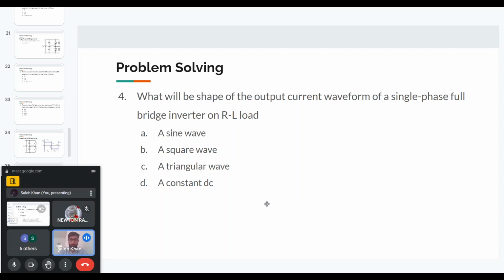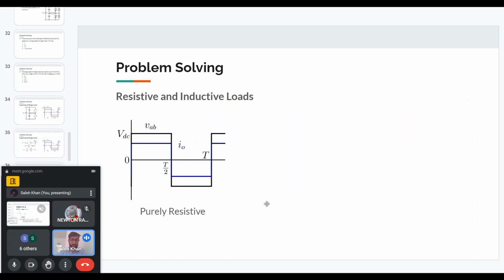So this is a full bridge inverter. We have seen how the voltage waveforms look. Now we have an RL load instead of a resistive load. So what do you think the current waveform will look like? Okay, so for the resistive load, we have a purely resistive load.